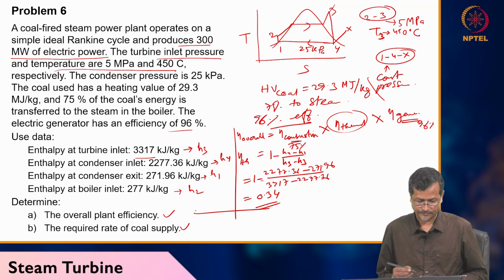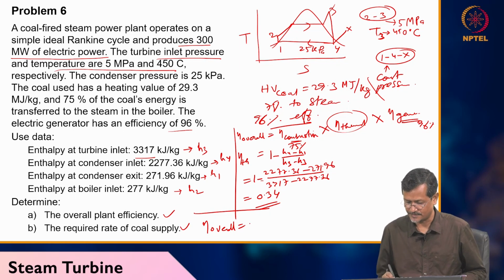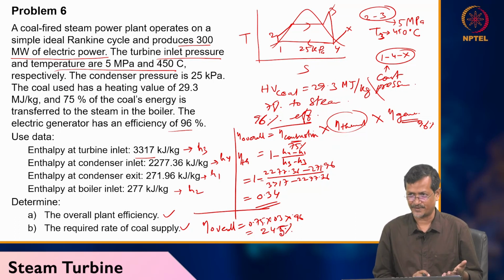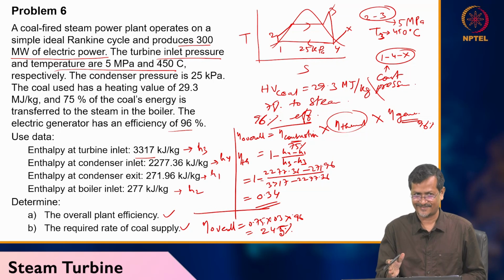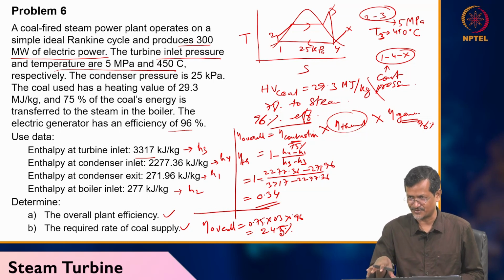Now overall efficiency, eta overall, so you multiply all the terms, 0.75 into 0.34 into 0.96, so this will be giving 24.5%. So you see, so low efficiency you get because so many losses will be there, so you are getting only 25%. There will be many other losses also, so actual efficiency will be further lower, because piping loss and other losses are also not considered.